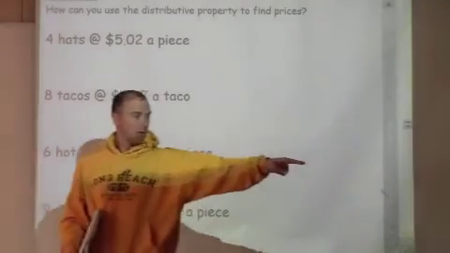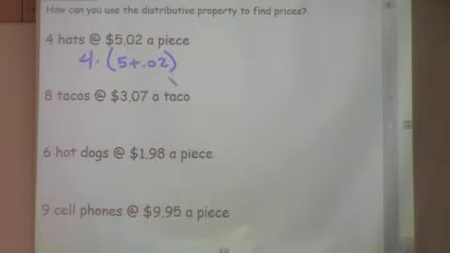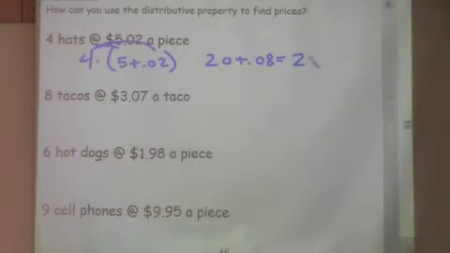$5 times 4, and then you add 2 cents times 4. Think about the distributive property. You've got 4 times $5.02. I could write that as $5 plus 2 cents, right? Well, 4 times the $5 gives you 20 bucks. 4 times 2 cents is 8 cents. What's the total cost? $20.08.